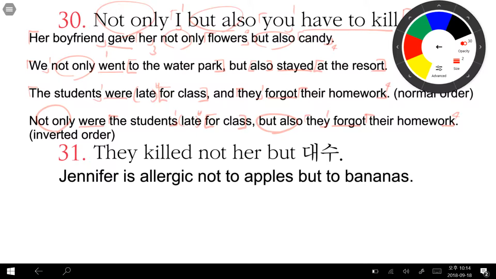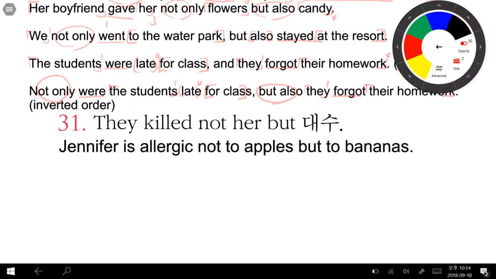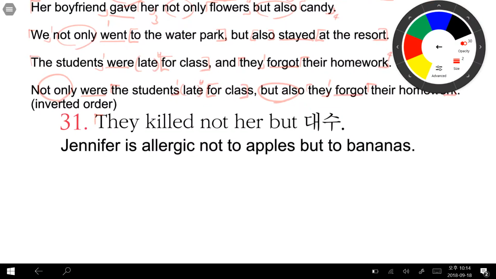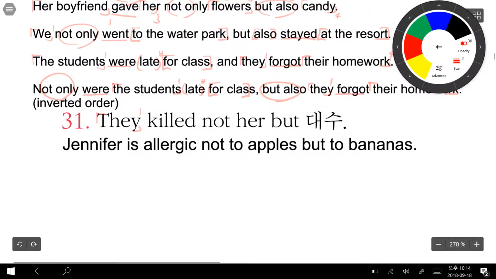Sentence 31, They killed not her, but Desu, contains the correlative conjunction not, but. This is often used to correct a misunderstanding or to emphasize a statement. Let's mark the parts. They is the subject, and not her, but Desu is the object.